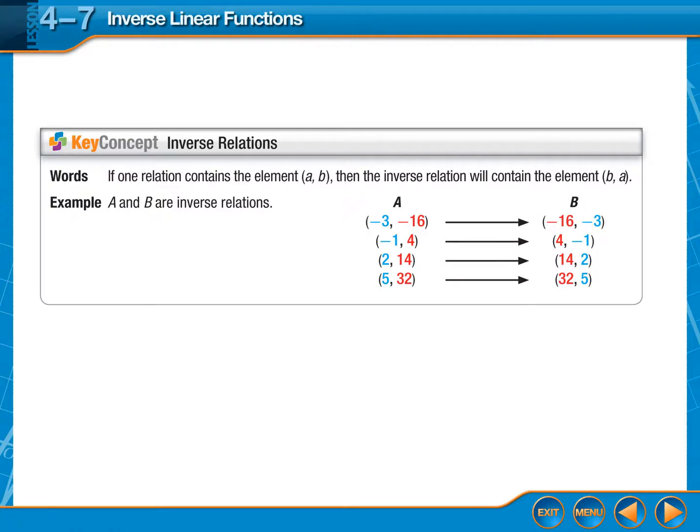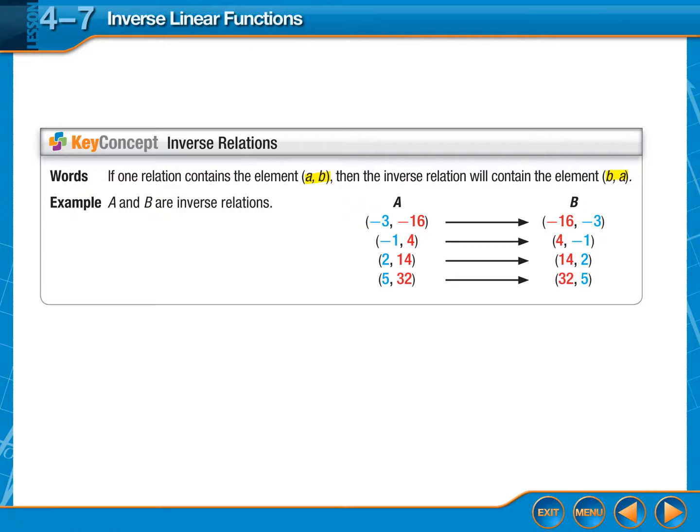Okay, so what we're going to look at today is inverse relations. So what is an inverse relation? The key thing is that if one relation contains the element a, b, which stands in place of x and y, so if we've got values x and y, the inverse of that relation is x and y switching places. That's literally all it is. We take our x and y values and switch their locations. If I look at a and b here in the example, a is made up of 4 points: -3, -16; -1, 4; 2, 14; and 5, 32.